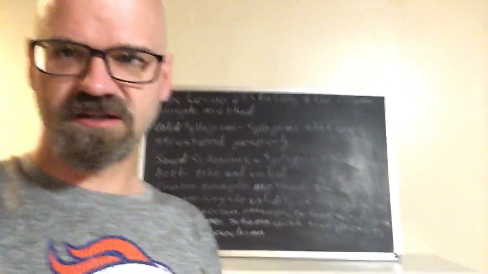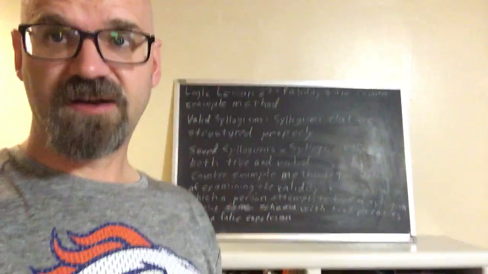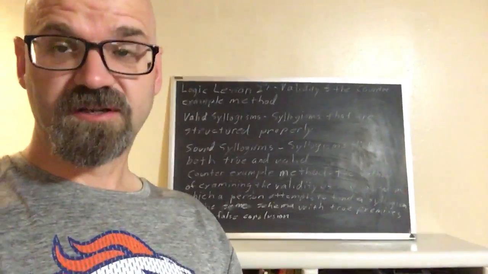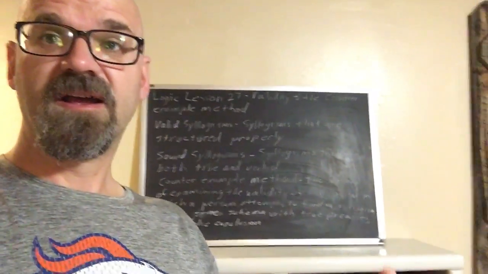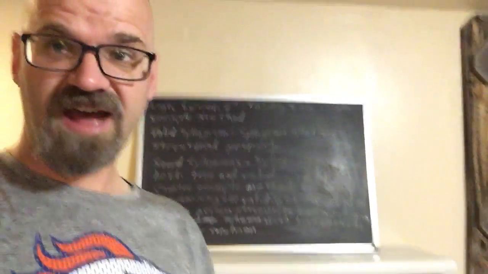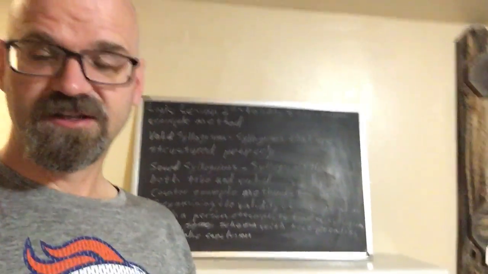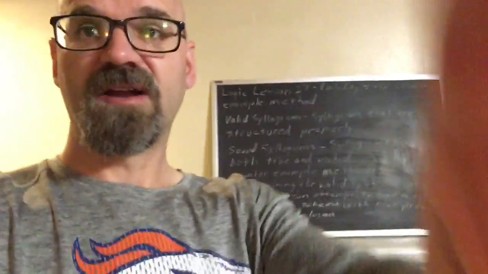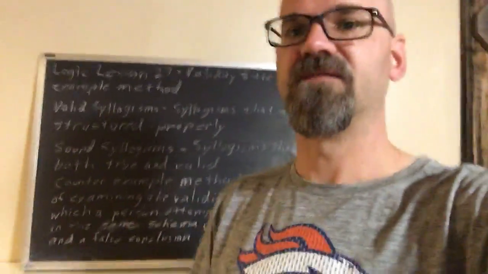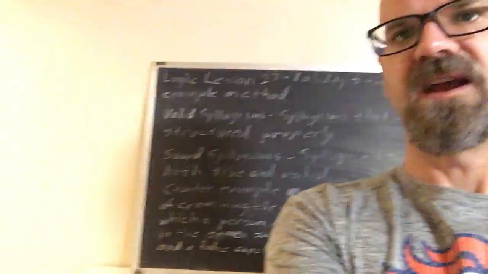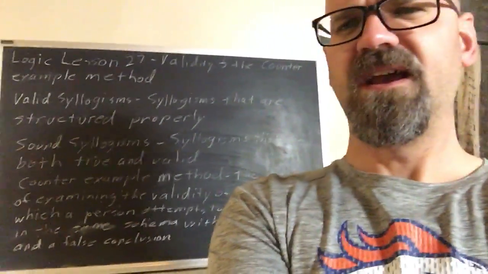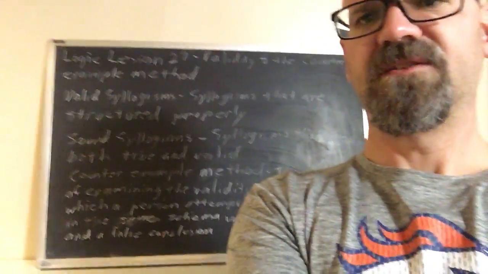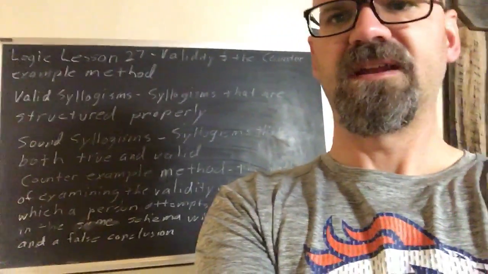Now, we've already kind of talked about this in a previous lesson. We talked about the different schemas, the different moods and figures, and some schemas are valid, some are not. So probably one of the simplest ways to tell whether or not a schema is valid is that there's just a list of schemas that are valid and some that are not. And you could just go by that list, right? But there's some other ways to tell if a schema is valid. And the counterexample method is another one. And so we're going to talk about that a bit today.